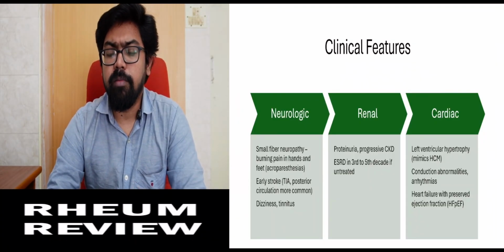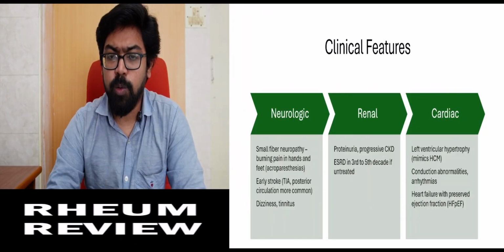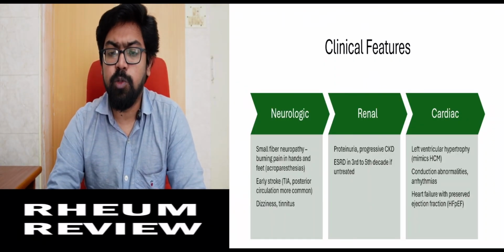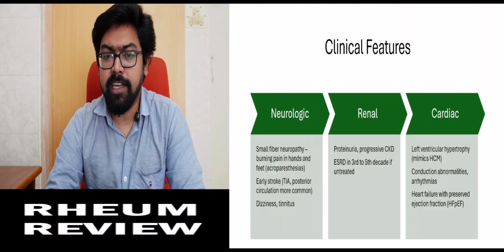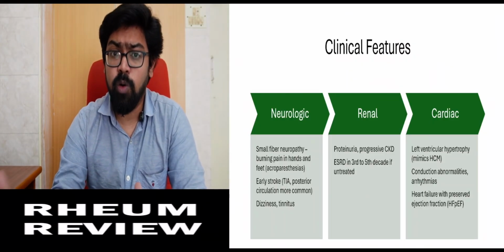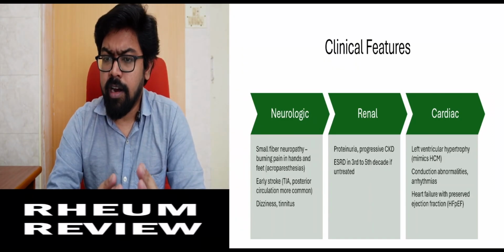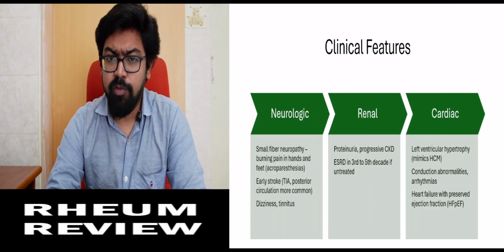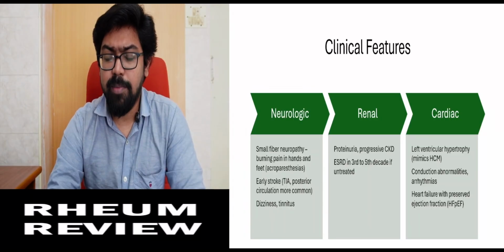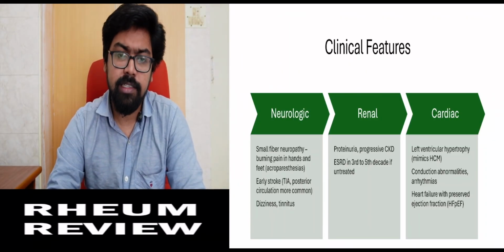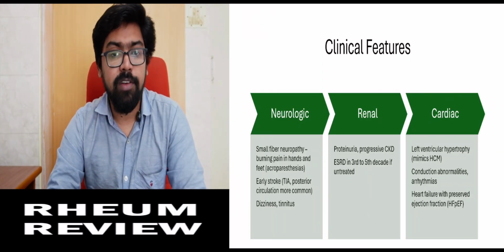Renal involvement is characterized by proteinuria, which progresses to CKD, and these patients usually will reach end-stage renal disease in their 3rd to 5th decade if untreated. Cardiac manifestations include left ventricular hypertrophy, which mimics HCM, conduction abnormalities, arrhythmias, and heart failure with preserved ejection fraction.